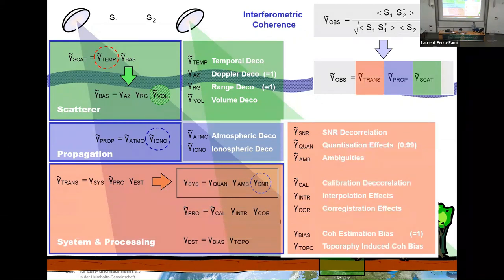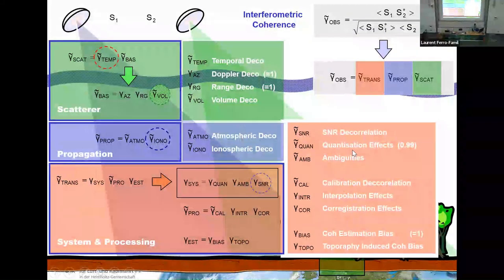And you can also have system and processing decorrelation effects. In the system, you have the SNR. That's typically the highest contribution that we have to take into account. But you may also have contributions coming from the quantization of the data, and contributions that come from the processing, because maybe your two interferometric images are not well co-registered, and this gives you decorrelation as well. You see, this is what you measure. This is how you can factorize it, and these are all the factors which are behind this. So the volume is just here.